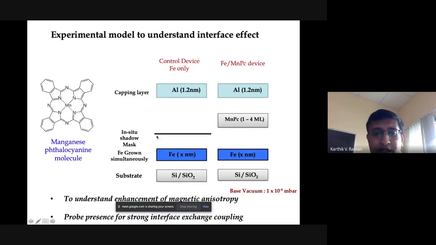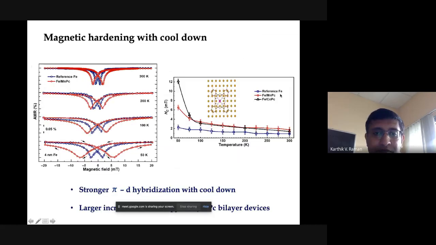So what we have done is that we have grown the molecule, say manganese tyrosine molecule, on a surface of iron. Okay, so we have two samples. One is without the molecule, which is a reference sample, and one is with the molecule on top of the iron, and we are capping it with aluminum, which helps in preventing any oxidation of the system. And we do a standard measurement.